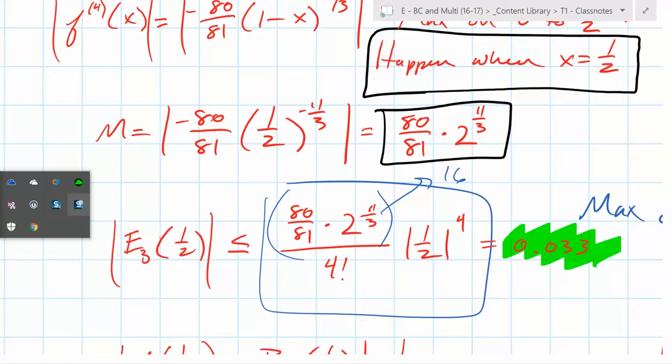Do you understand the process, though, that we went through? Is it a lot to keep track of? Yeah, it is. It really is. If you memorize the formulas, though, you'll be good.